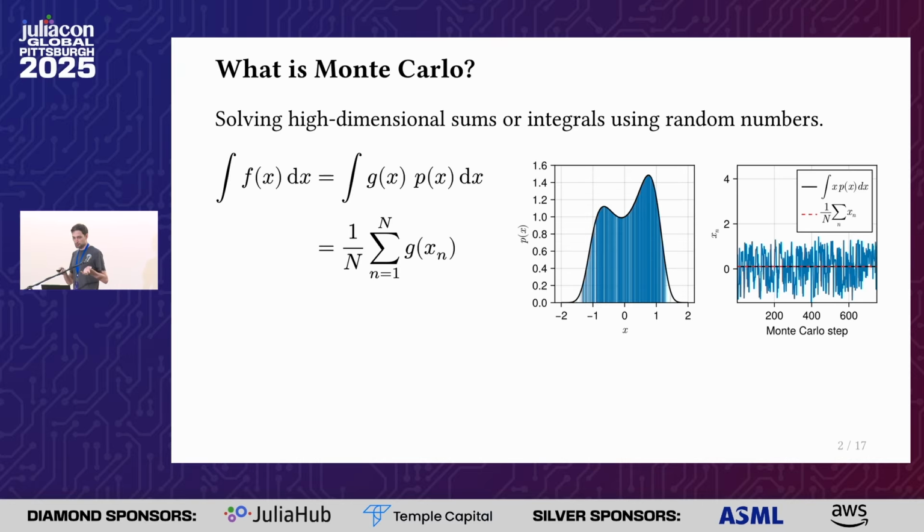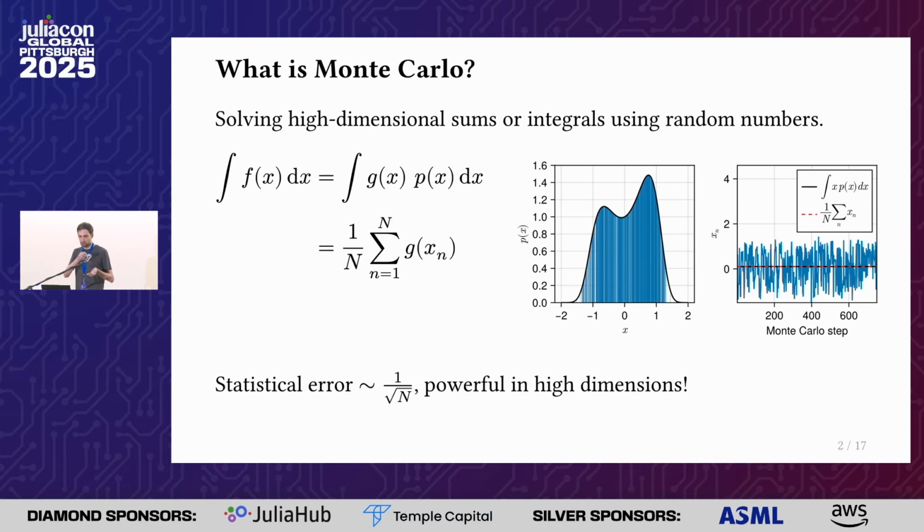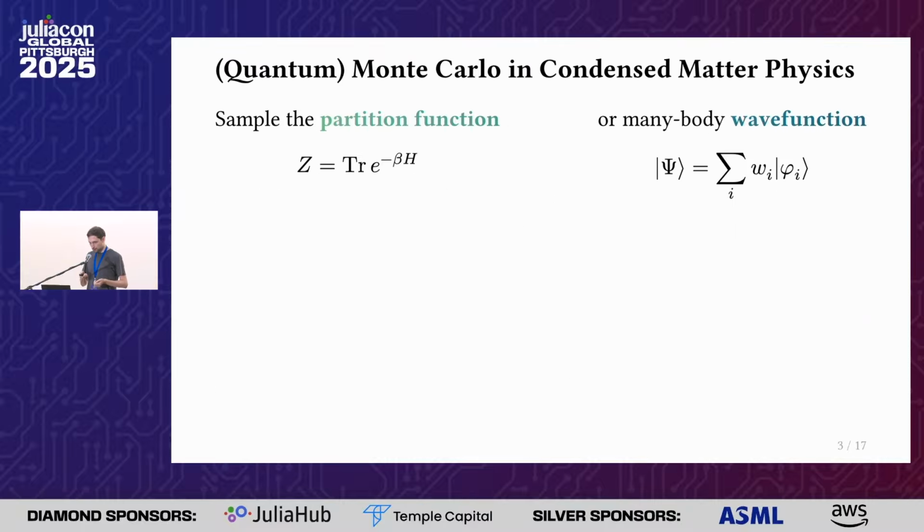The statistical uncertainty of this average then scales as 1 over the square root of the number of samples, which in low dimensions is pretty bad, so please never do this for a 1D integral. But in high dimensions, this doesn't actually depend on the dimension, so it becomes a really powerful method. And this is exactly what makes Monte Carlo, or what we call quantum Monte Carlo methods, so popular in condensed matter physics, where we're interested in sampling objects like the quantum partition function or the many-body wave function.